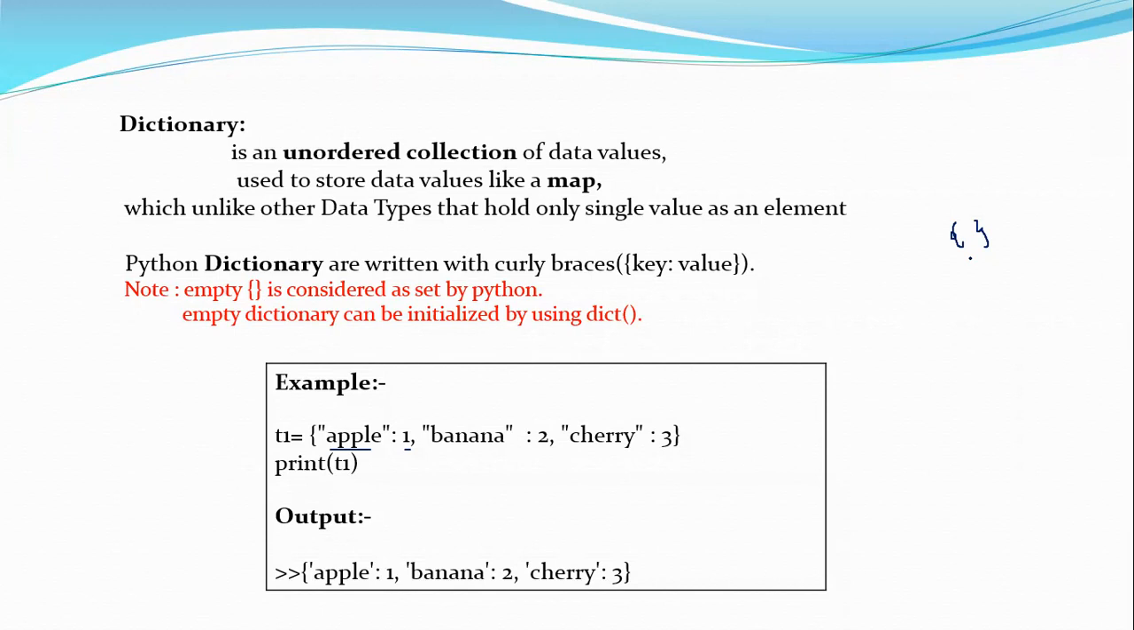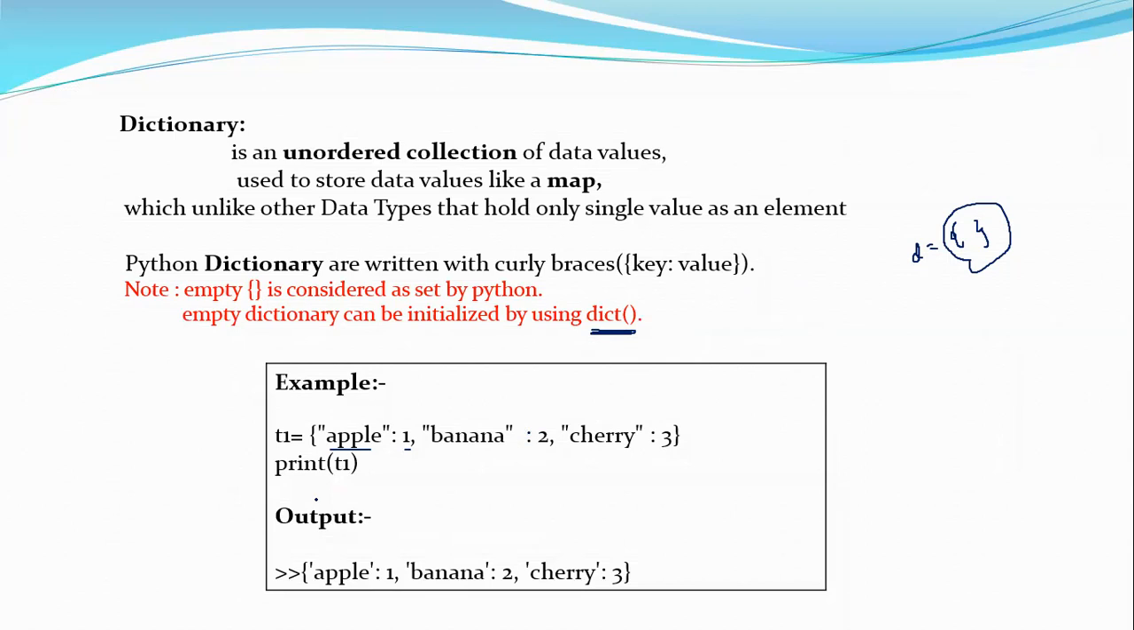There is a set of conditions for a key, such as how the key should be declared. Since sets and dictionaries both have the same bracket notation, empty curly braces give an empty set. If I want to declare an empty dictionary, I should say dict(). If I say D equals empty curly braces, then it is an empty set. If I say D equals dict(), then it is an empty dictionary.